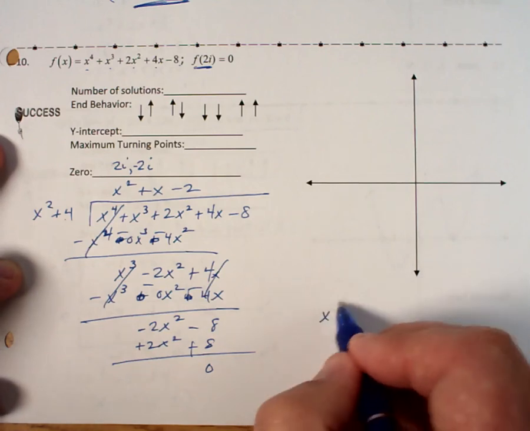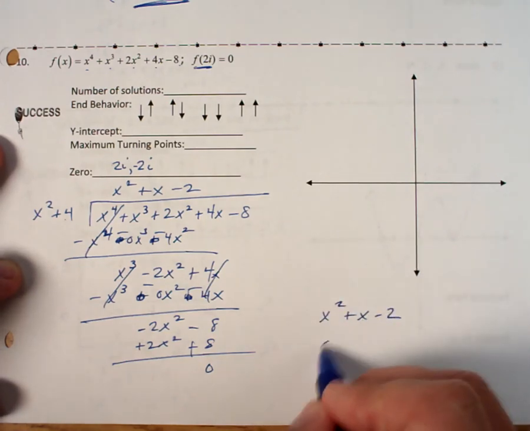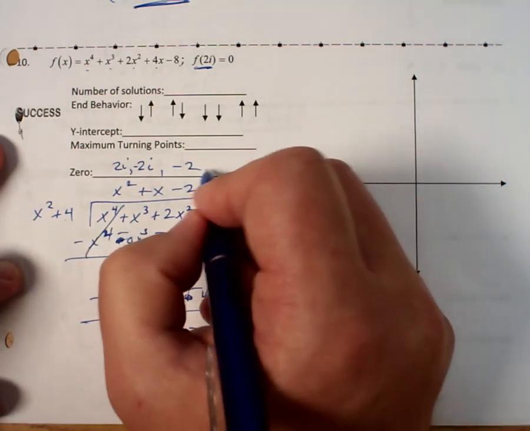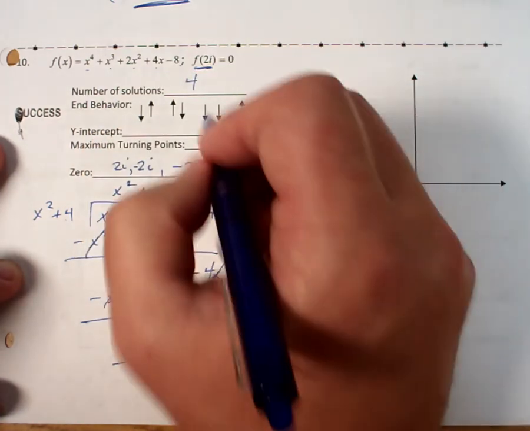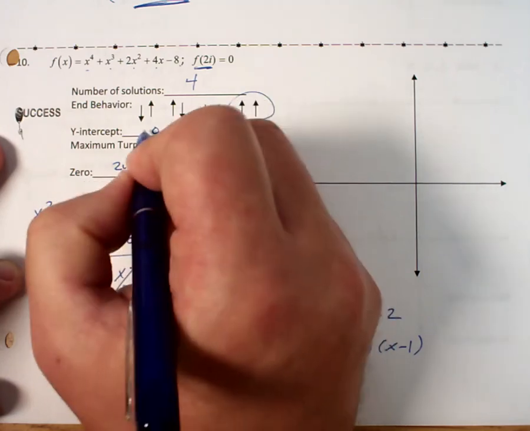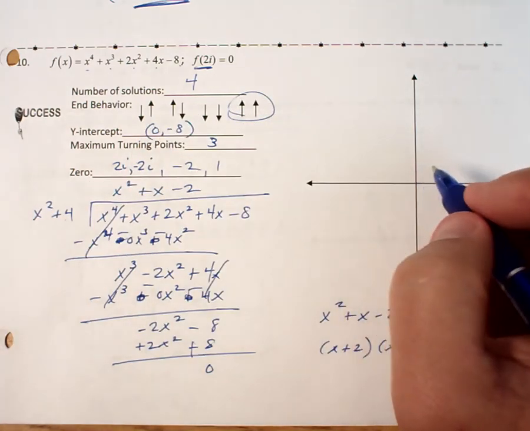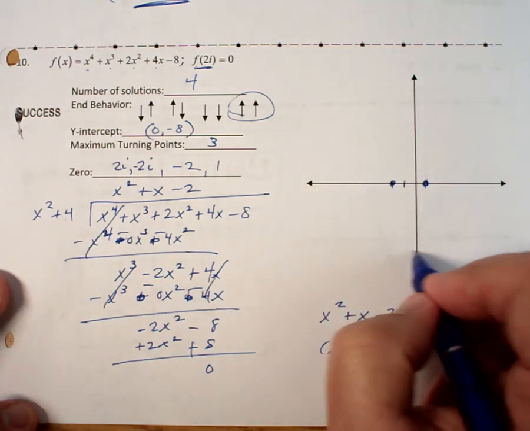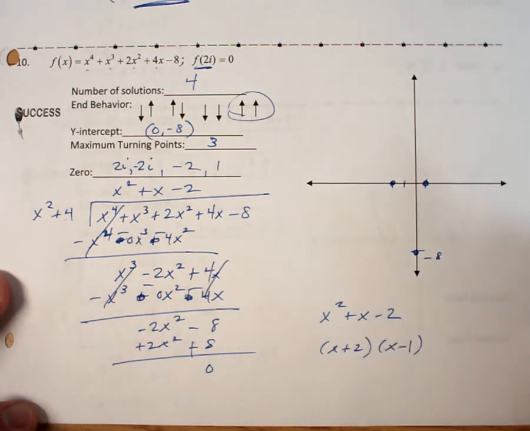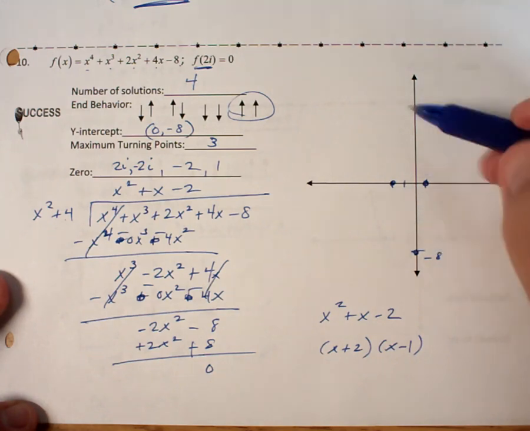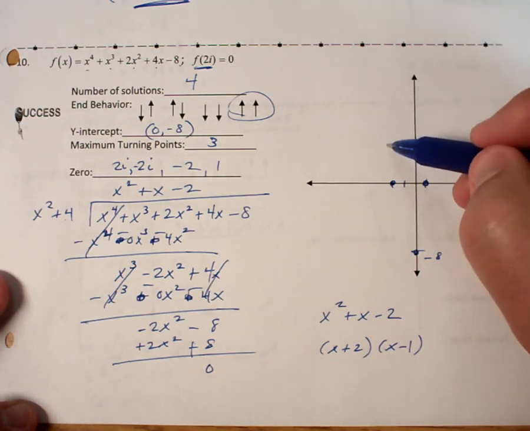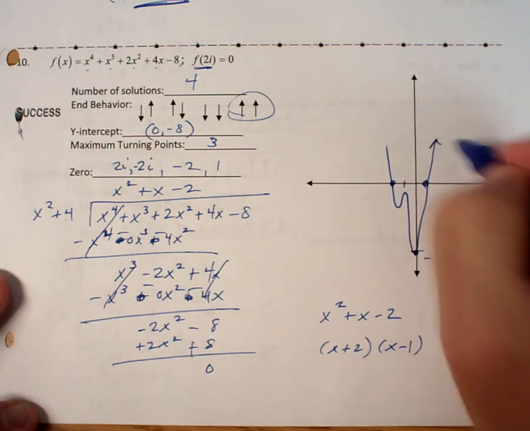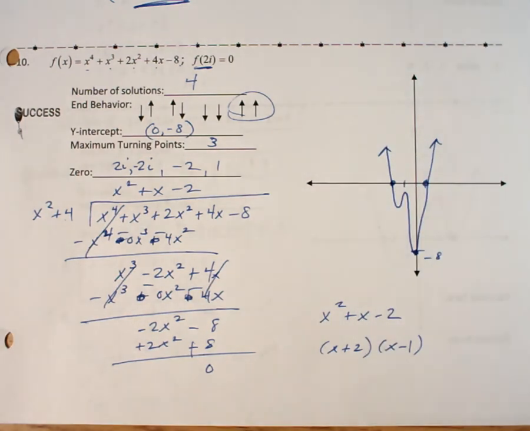So hopefully then x squared plus x minus 2 factors into x plus 2, x minus 1 to tell you my other zeros are negative 2 and positive 1. 4 zeros, up and up, 0, negative 8, with 3 turning points. And we're working here negative 2 and 1, with a y-intercept down here at negative 8. Up and up end behavior. Bam, number 10.